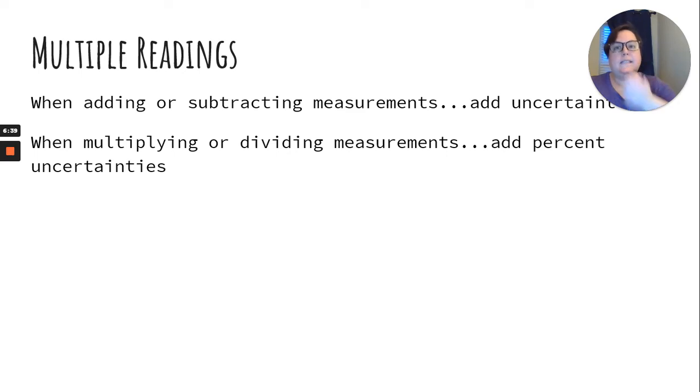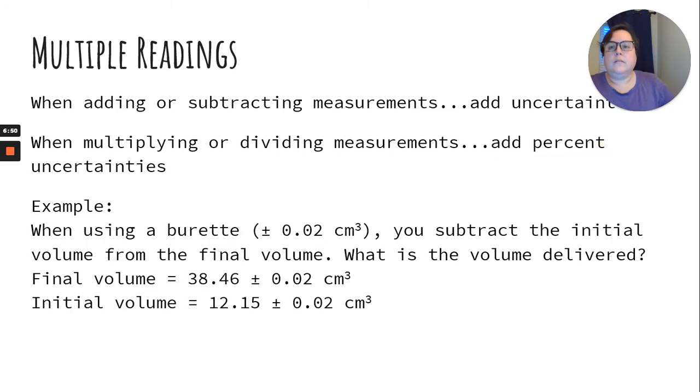For multiple readings, again, when you're adding and subtracting, you're going to add your uncertainty values. When you're multiplying or dividing, you add the percent uncertainty. So that's why you need to know how to find the percent. So for example, here we have a burette. It has a given uncertainty of 0.02. So sometimes the glassware has that on it itself, usually up at the top or wherever they put the manufacturer's name. So we're going to subtract the final minus initial.